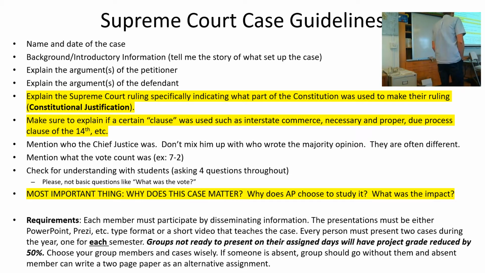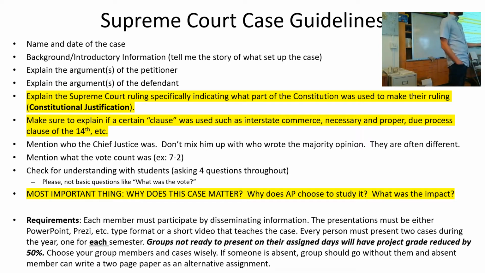And then, yeah, so ask questions. Don't ask basic questions. Like, don't ask level 1 stupid questions like, what was the vote? It's like, yeah, you just said that. You click the next slide, what was the vote? Someone looks at it, it was 9-0. It's just kind of like, that's dumb.